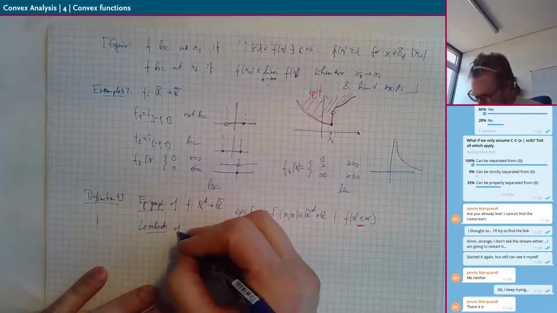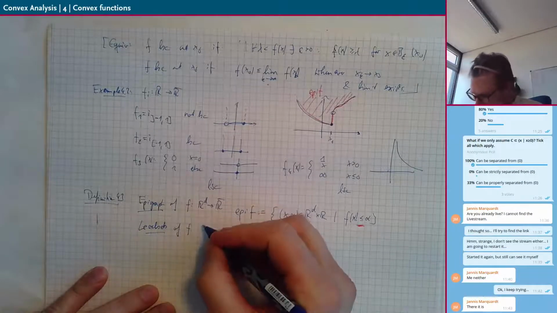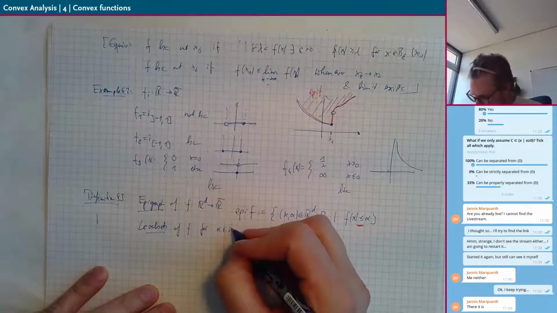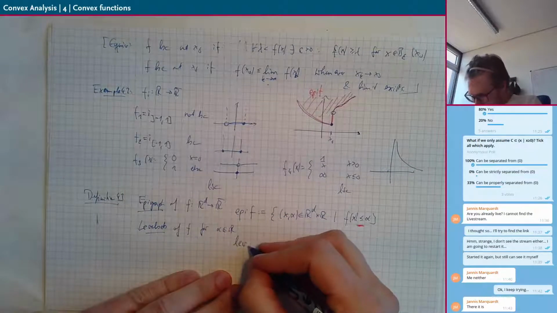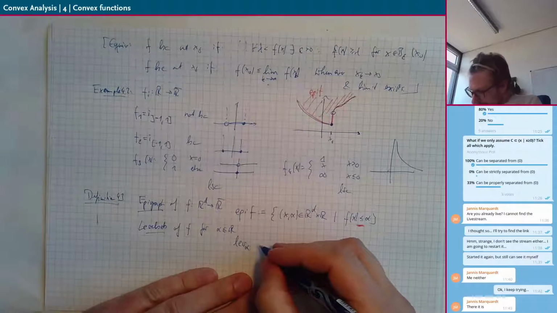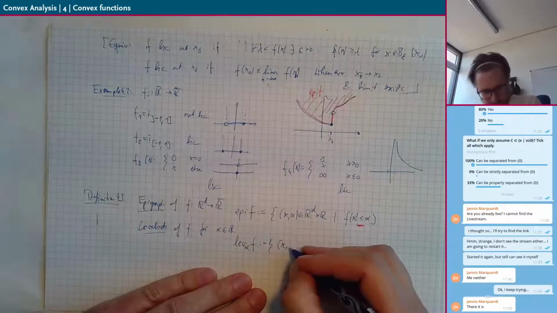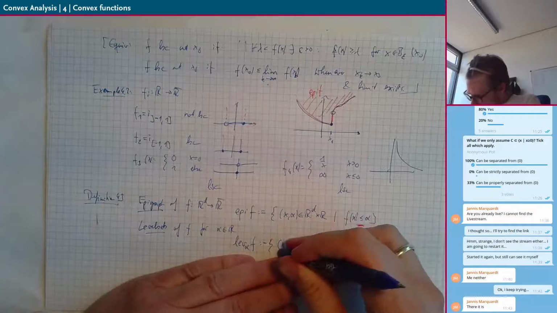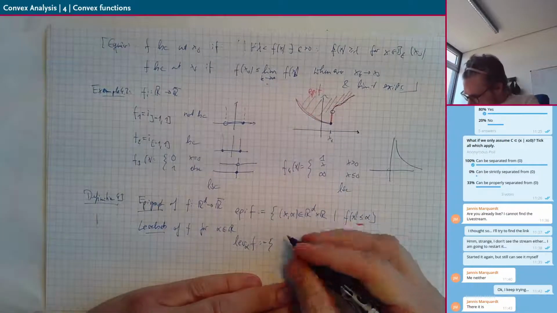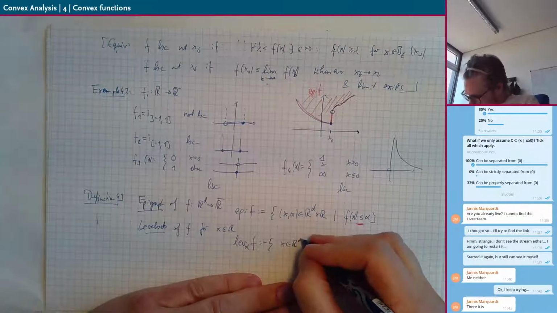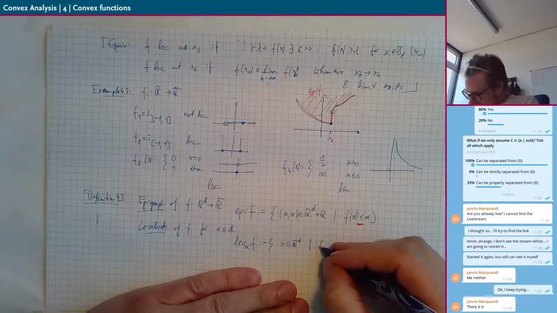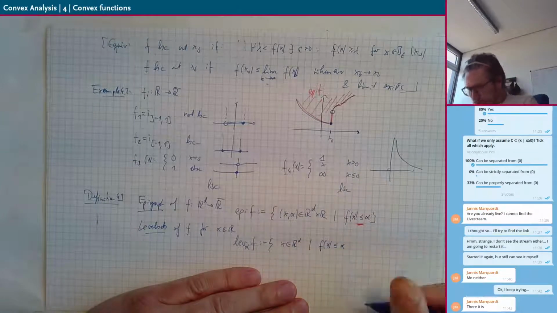Level sets of f for some alpha in R. This is denoted by L_alpha, with L for level, the lower alpha for the level, and f for the function. This is just a subset of R^d, it's not tuples. It is just the set of x in R^d such that f of x is smaller or equal to alpha.